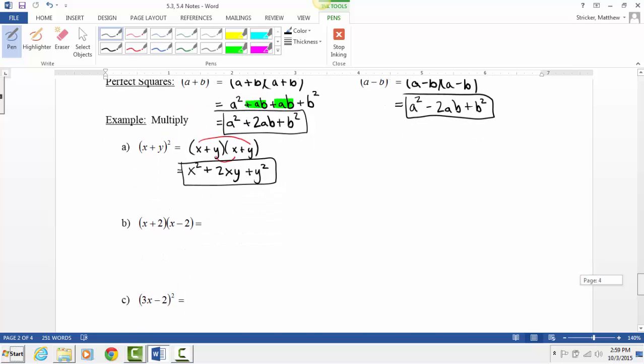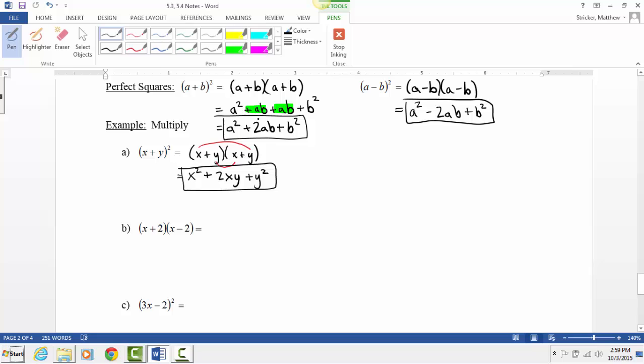I skipped the middle step there because I know that those two middle terms, just like where we highlighted here in green, were the same, so we're going to have two of them. You'll always have that idea when you have a perfect square. Now look at the next one. This is not a perfect square. This is a difference of squares.